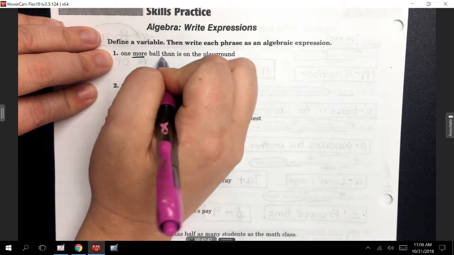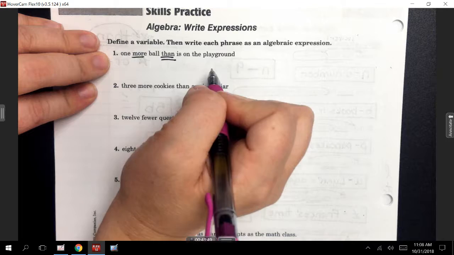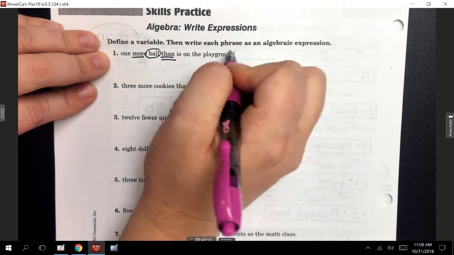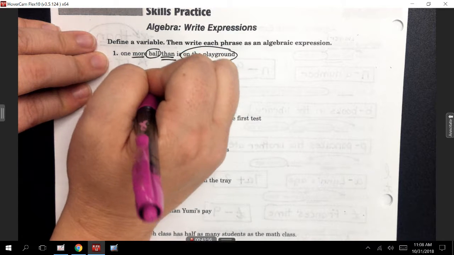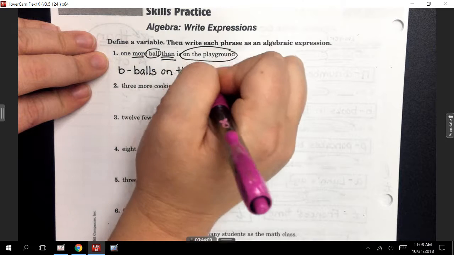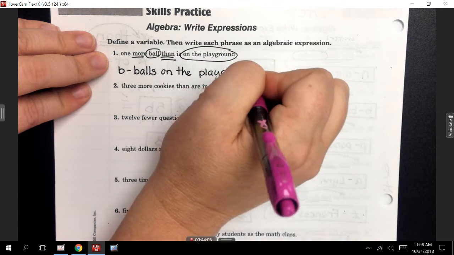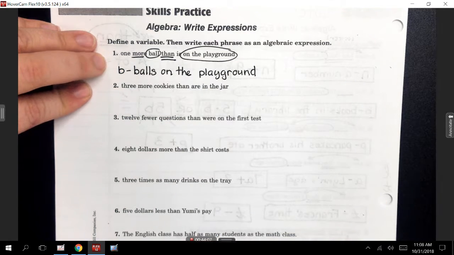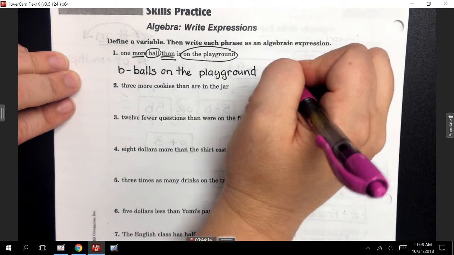So we have more than. What is it that we need to know? The balls on the playground. So I'm going to say B is the balls on the playground, please write this out. And what operation is it? Adding, because it's more than.